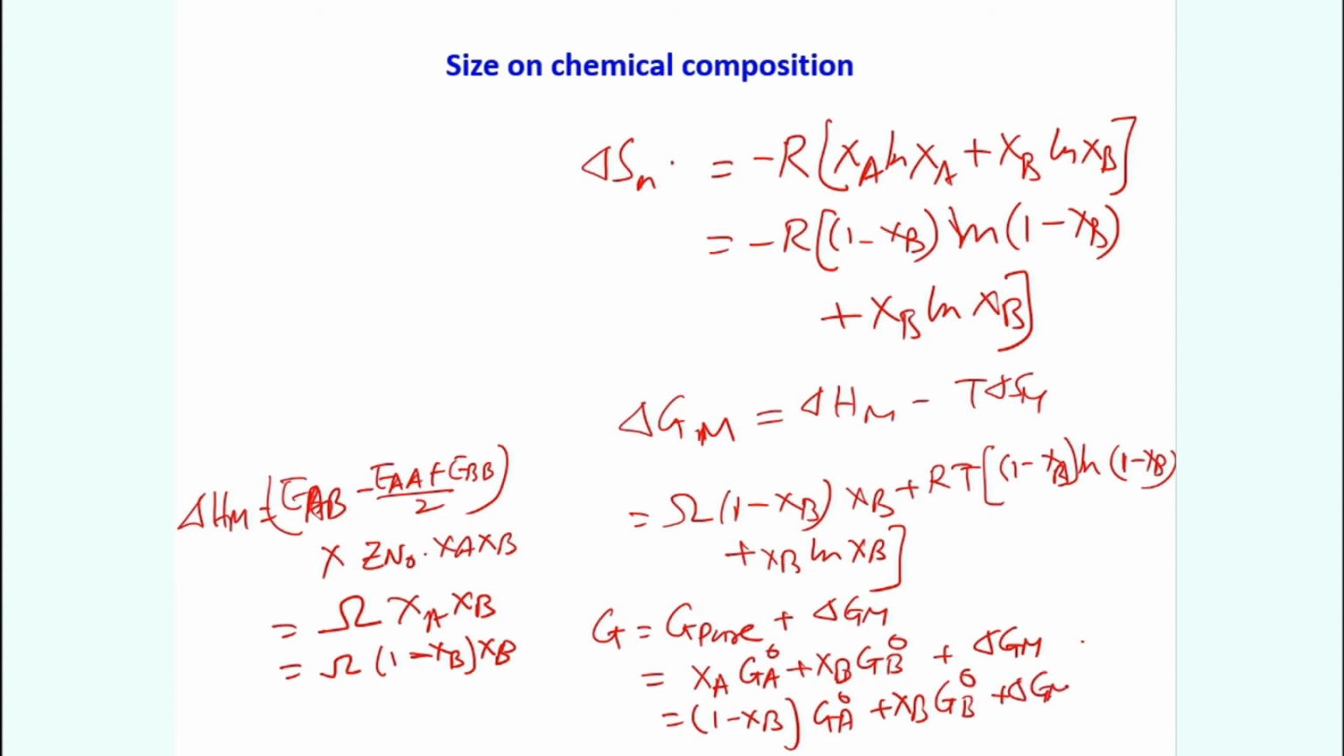And this can be again written 1 minus XB, GA0 plus 1 minus XB into GB0 plus delta GM. So now if you look carefully at this equation, this is a straight line, okay? That is what you see in the earlier plots. This one, the first two terms. The last term shows it is a parabola. 1 minus XB into XB is XB minus XB square. Nonetheless, this is XB square, right? That is why you are getting a parabola. This is the origin for such shapes.